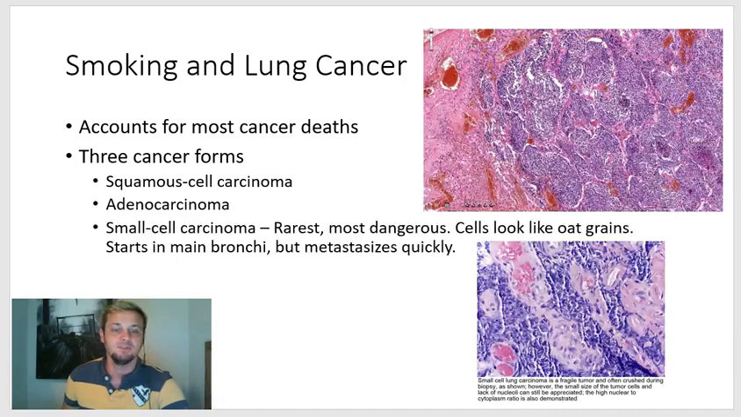And the last and most dangerous is your small cell carcinoma. When you look at it, these cells kind of look like little oat grains, so it doesn't look like your normal cells. So these would be cells that you would typically expect to find in a lung, and all these little bitty ones are atypical. This normally starts happening in the main bronchi, but it spreads really quickly.